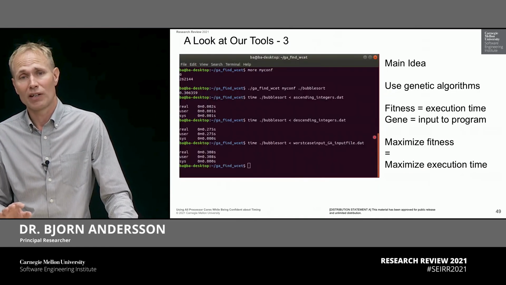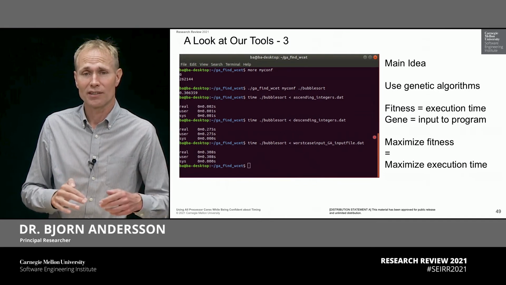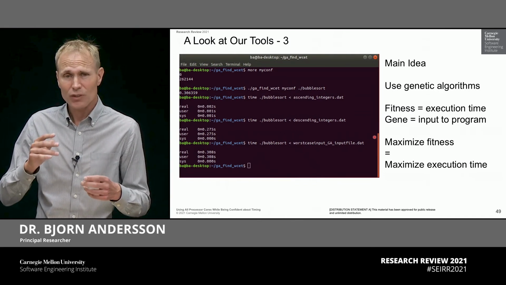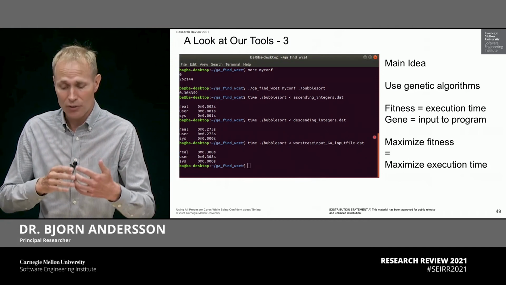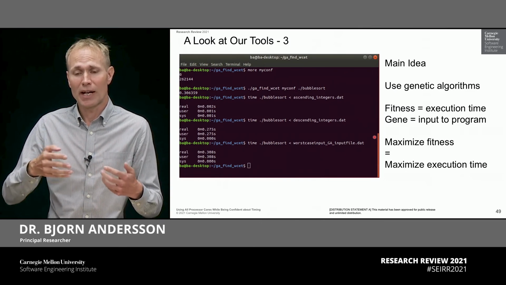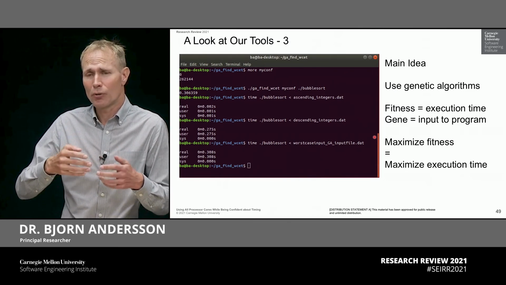I also mentioned that we need to do worst case execution time, and we have a tool for that. I talked about this two or three slides ago. The main idea is that we want to find the input so that the execution time of the program is as large as possible. That's a kind of black box optimization, and then we can borrow ideas from genetic algorithms.